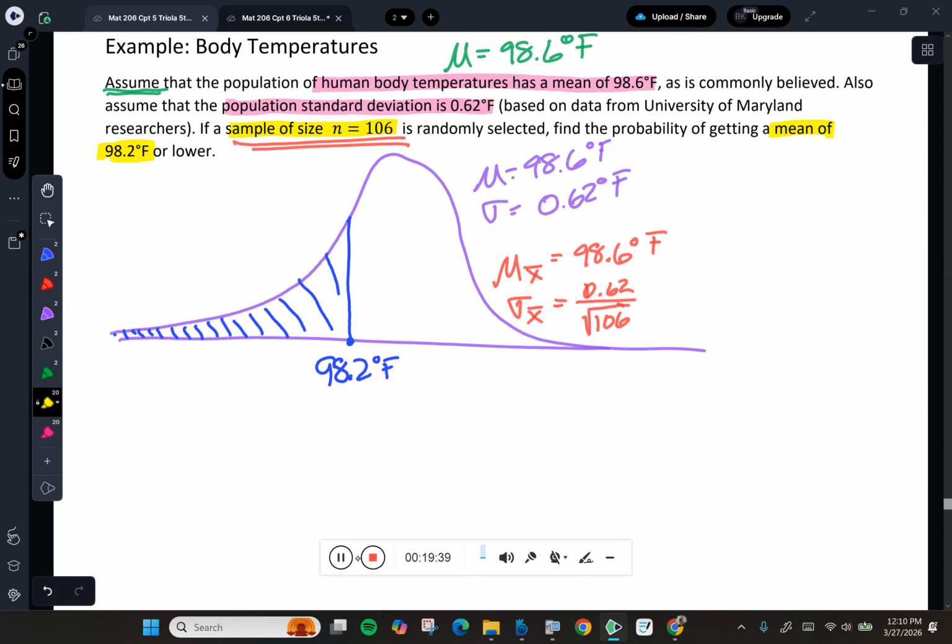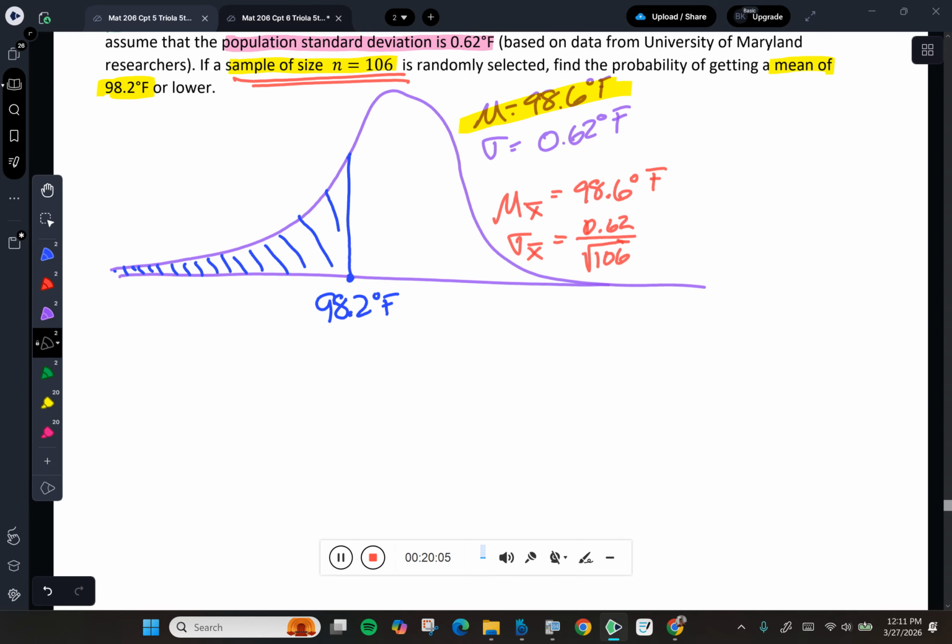Now, if we assume that this claim is true, then a 98.2 or less should have a fairly high probability of happening. But if that claim is false, or if we have reason to suggest that it might be false, then the 98.2 that we saw would show up with a small probability. So let's find that probability. What is the probability that our sample mean will be less than 98.2 degrees?